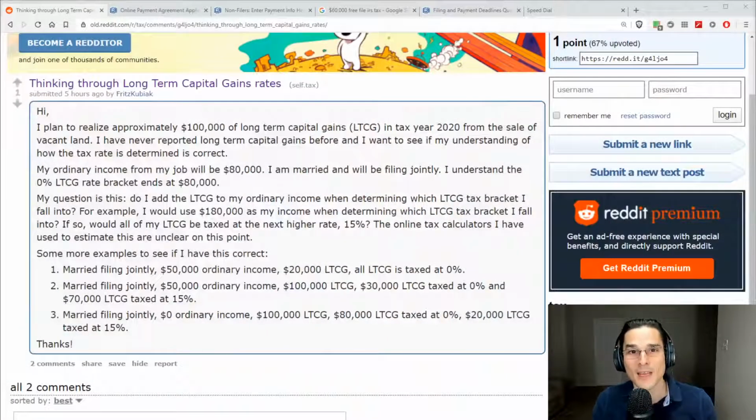So today's question has to do with long-term capital gains and how the rates are calculated for income tax purposes. Beautiful question. I love this question. It's submitted by Efros Financial, and it says the following.